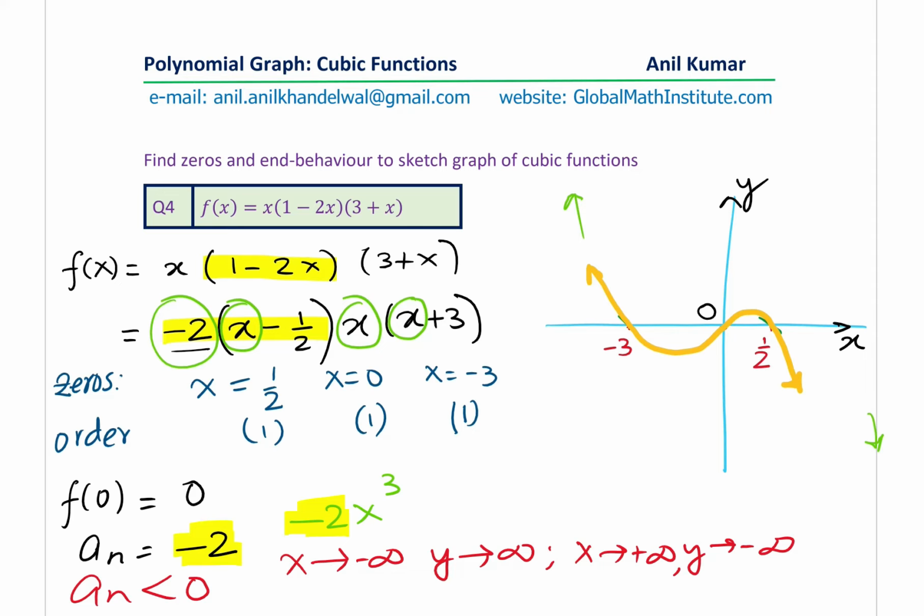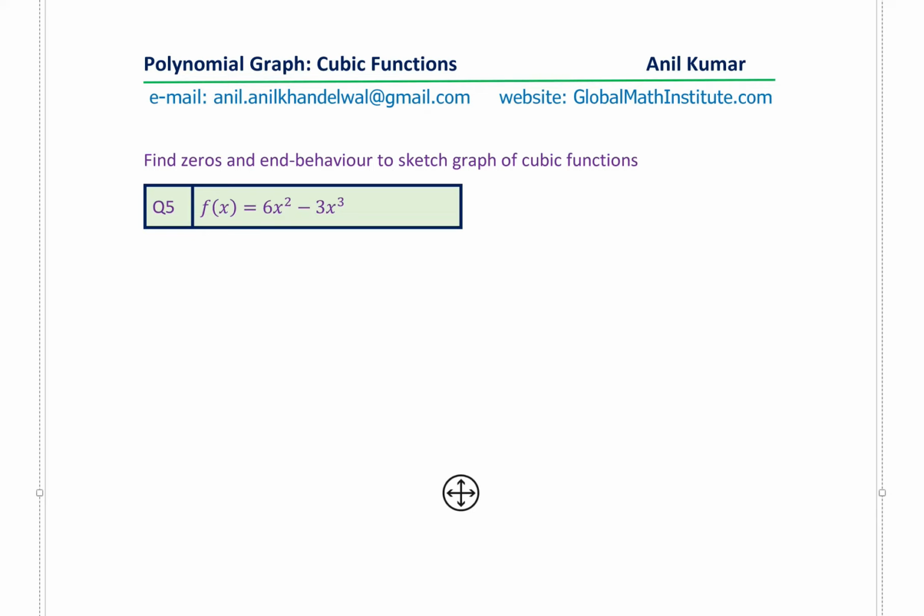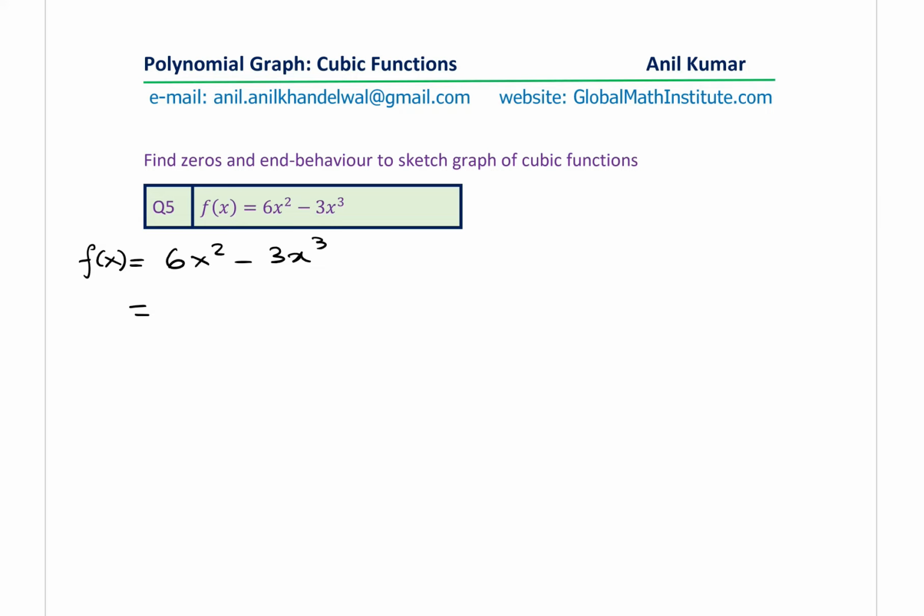The advanced functions. Now, let's look into the next example, which is question number 5 for us. This time, the equation given to us is f of x equals 6x squared minus 3x cubed. Now, this is not factored, so we should factor this first. So we should take minus 3 first, right? That is a negative term, the leading coefficient, which is common. x squared is also common for us. So once you do that, you get x minus 2 as your other factor.